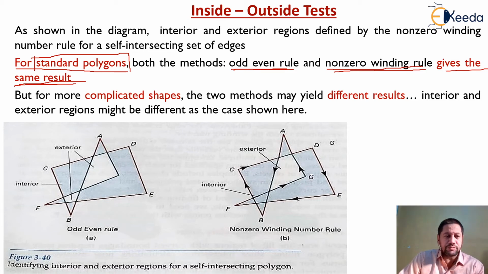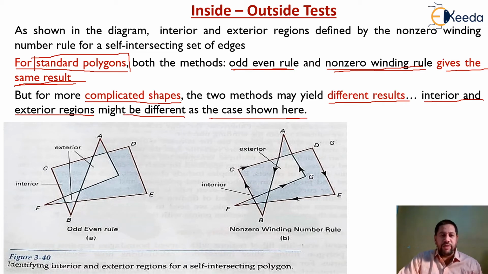But for more complicated shapes, which are self-intersecting polygons, the two methods may yield different results. Interior and exterior regions might be different, as shown here. If I use the odd-even rule, the answer may be different from the non-zero winding rule, for a self-intersecting or complicated polygon. Whereas for standard polygons, both the odd-even and non-zero rules give the same result. This is my conclusion.